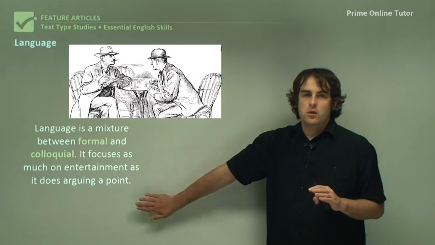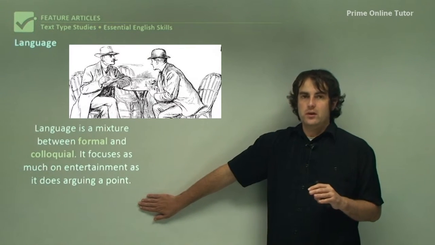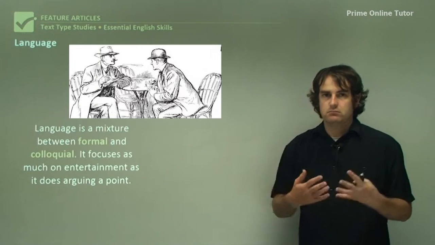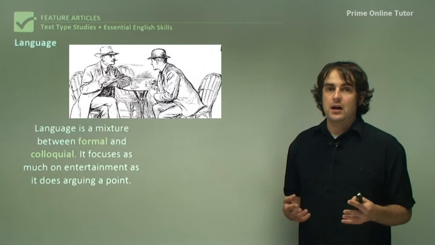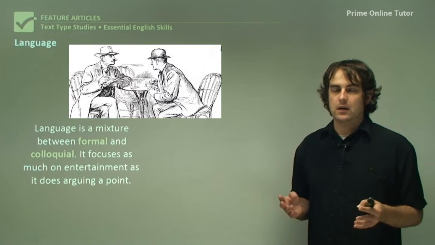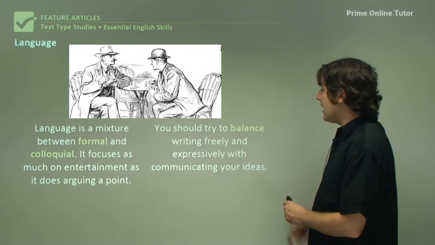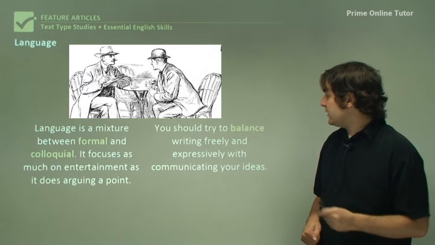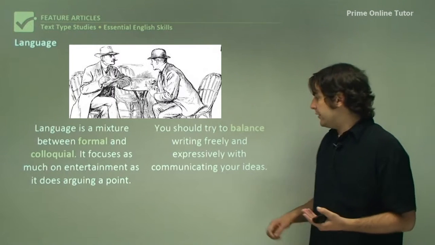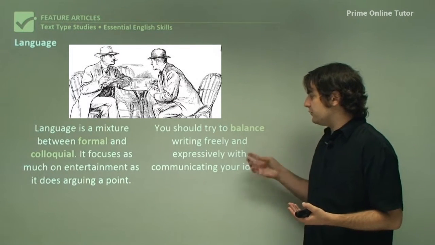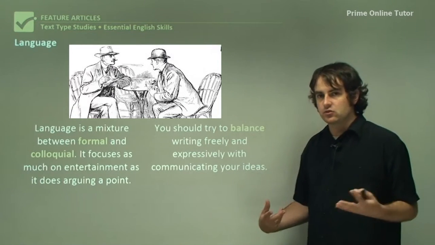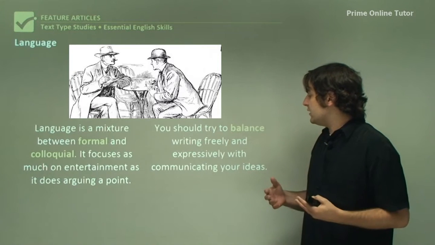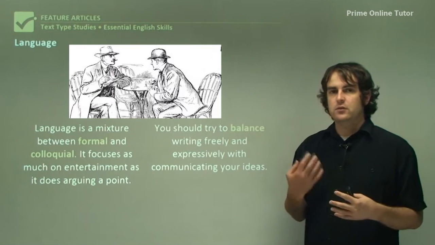Obviously, answering a question, arguing the point is number one, always number one. But try and add some humor and some life into it as well. If anything, it would mean that the market will thank you for not having the most boring feature article in the world. And also, you should try to balance writing freely and expressively. So you need to be able to write in that conversational style, but you also need to be able to do it while communicating your ideas.